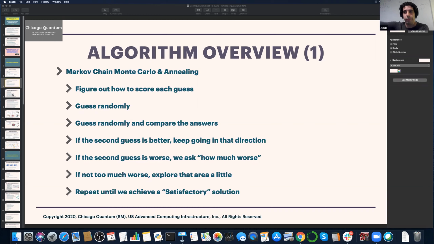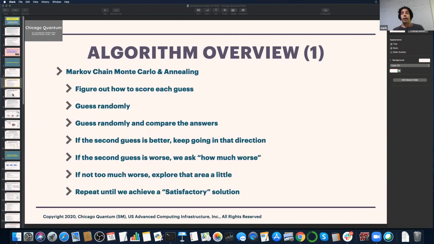If better, keep going. If not better, how much worse is it? If it's not too much worse, explore here a little bit, then keep going. And you keep going, and how much worse is determined by some parameter. In thermal annealing, it's a temperature, and in quantum annealing, it's a field tunneling strength. And they're both Markov chain Monte Carlo annealing methods.